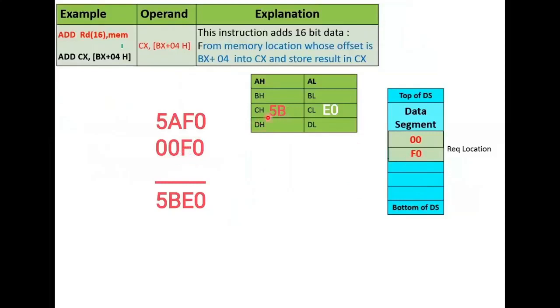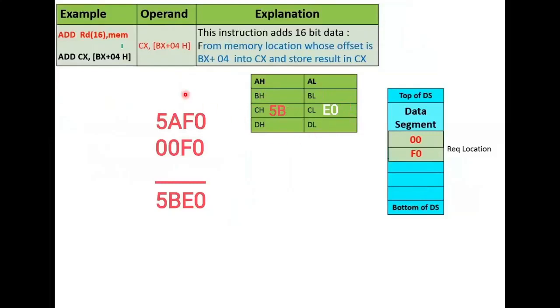And from CX, what I have, sorry, this is F0. Here I have taken F0. No, sorry, 5A and F0 is there in CX. Here 00, F0 is there. So after taking these values and after adding these values, we will get FB E0. That result only I stored in CX. Okay. So I hope you understand this 16-bit addition.